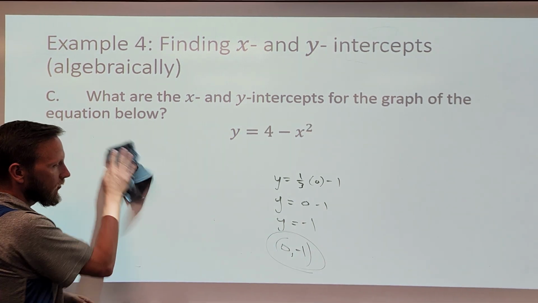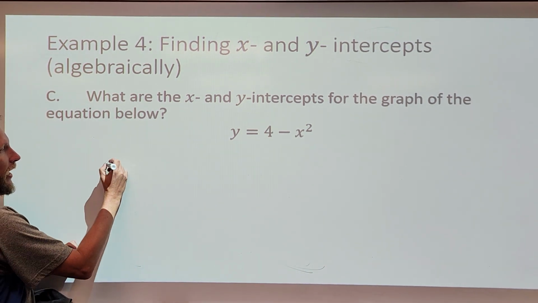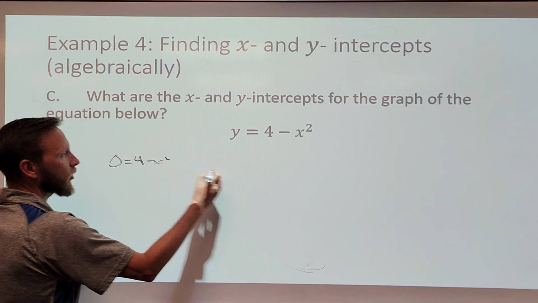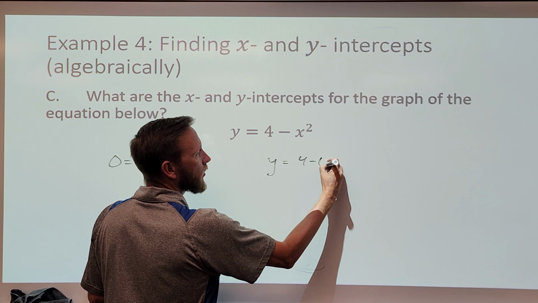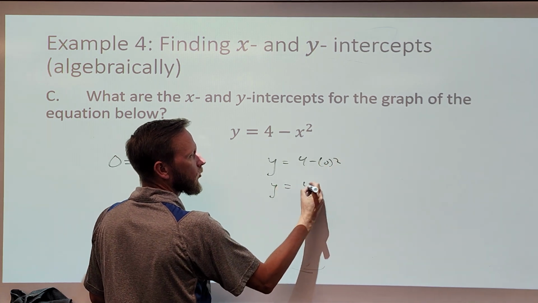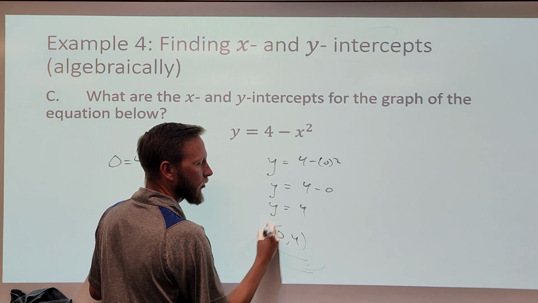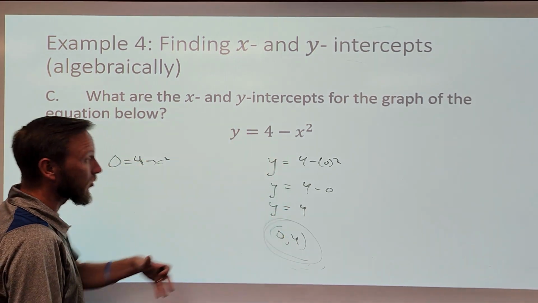Last one. Again, to find the x-intercept, we'd say y is equal to 0. We've got 4 minus x squared. Find the y-intercept. That's what happens when x is equal to 0. So we get 4 minus 0. We get y is 4. We have the point 0 comma 4. This one's the easy part. The y-intercept is usually pretty easy because y is usually by itself, right, when y is a function of x.